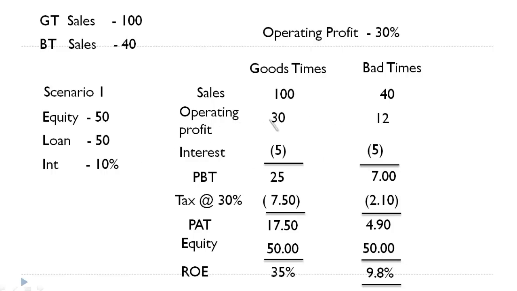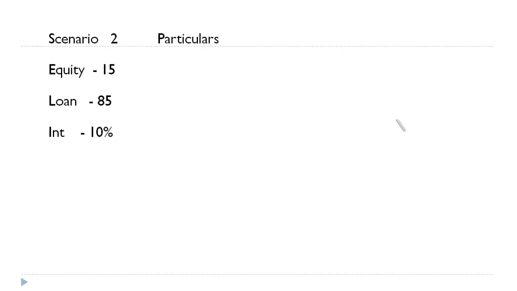And we know the operating profits are 30 and 12, so we'll start with that. So I'm going to give you scenario 2. In scenario 2, the same 100 is the total requirement, whereas the equity contribution is 15 and the loan component is 85, and interest is the same 10%. So we'll give here the particulars, good times and bad times, right? We know the operating profit during good times is 30 and bad times is 12.